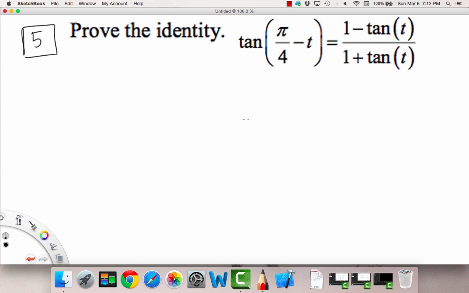Alright, so here's number 5. This is the last question for our practice problems video. We're going to prove this identity here, which looks a bit crazy.